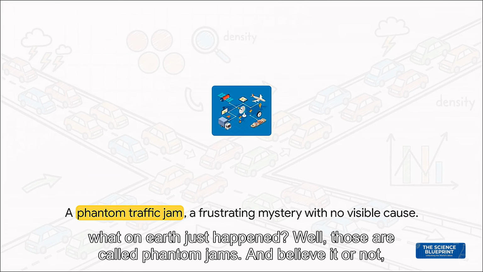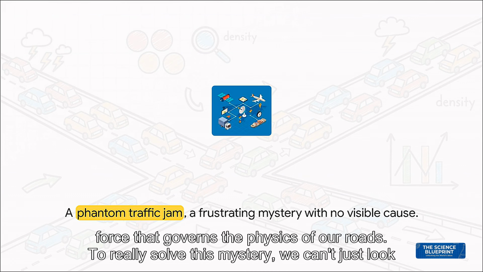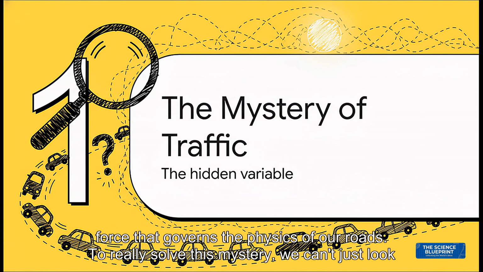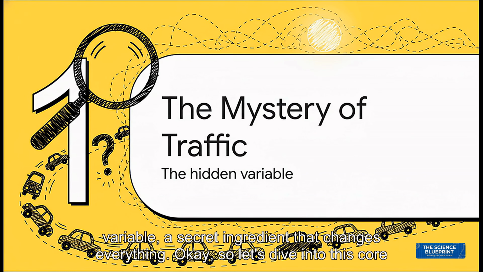Well, those are called phantom jams, and believe it or not, they are not random. They're the result of a single, powerful, and usually totally invisible force that governs the physics of our roads. To really solve this mystery, we can't just look at how many cars are on the road, or even how fast they're going. Turns out there's a hidden variable, a secret ingredient that changes everything.